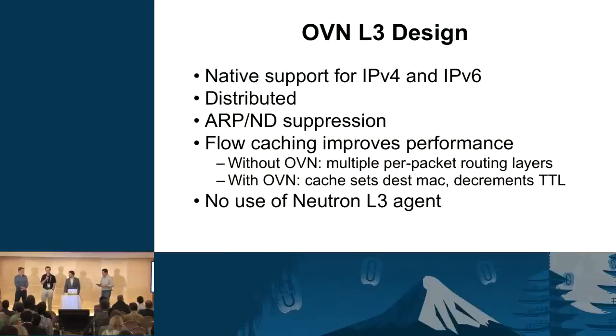So the OVN L3 design is considerably simpler from an architectural standpoint. We're able to distribute all of the L3 flows through the logical flow table that I was talking about. If you have an L3 router, then that translates in the southbound database into what we call a logical datapath, and that has flows that implement the routing table, that implement ARP, static and dynamic. We already have a lot of this checked in. There are patches in various states of review for other parts, like the IPv6 support, for example.